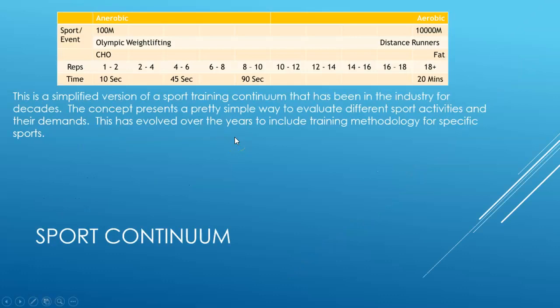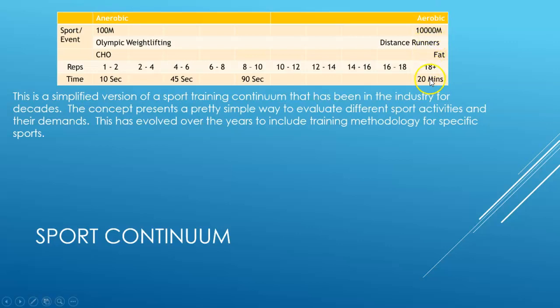So if we look at this, this is a pretty well-known concept where you have the sport event on one line, and then you have the energy system, the main rep range, and the duration of time for the actual activity itself. Now, granted, Olympic weightlifting is in fractions of a second, 100 meters, 10 seconds. You get over here to aerobic, and that's 10,000 meters.